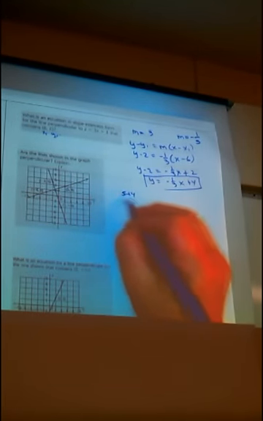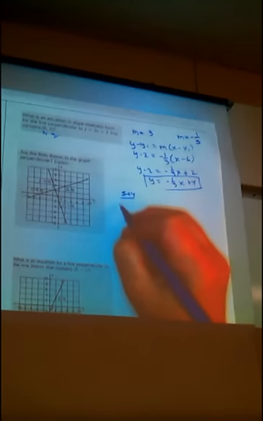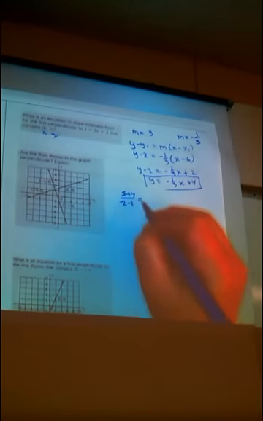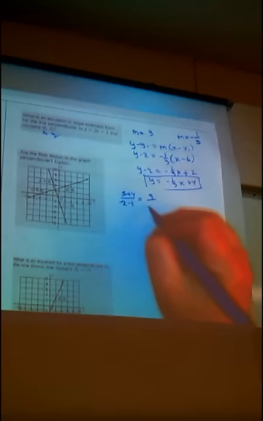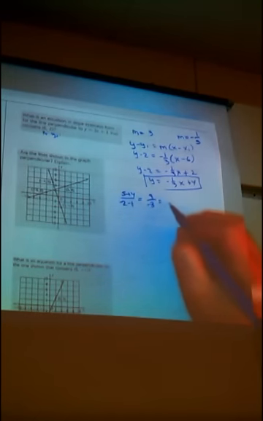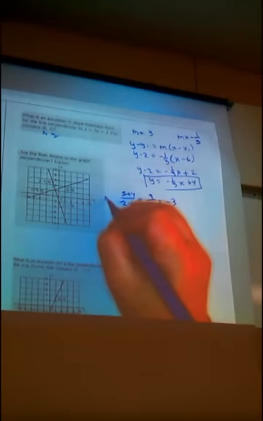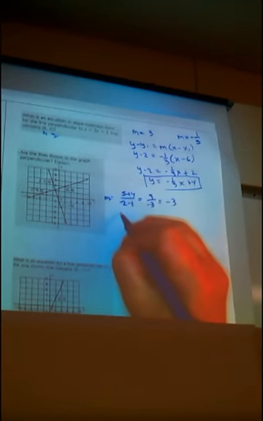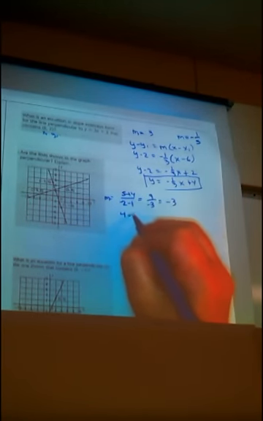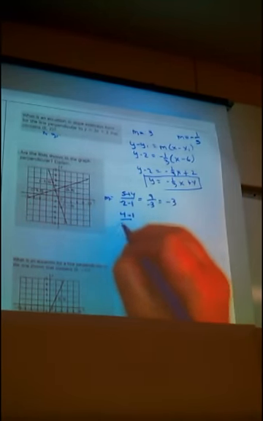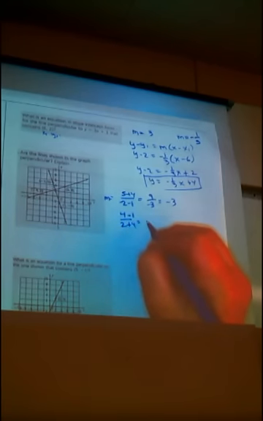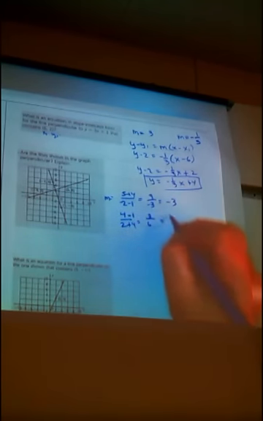We would have 5 plus 4 over negative 2 minus 1, which gives me 9 over negative 3, which gives me a slope of negative 3. Good job. The other line would be 4 minus 1 over 2 plus 4, which gives me 3 over 6, which equals 1/2.